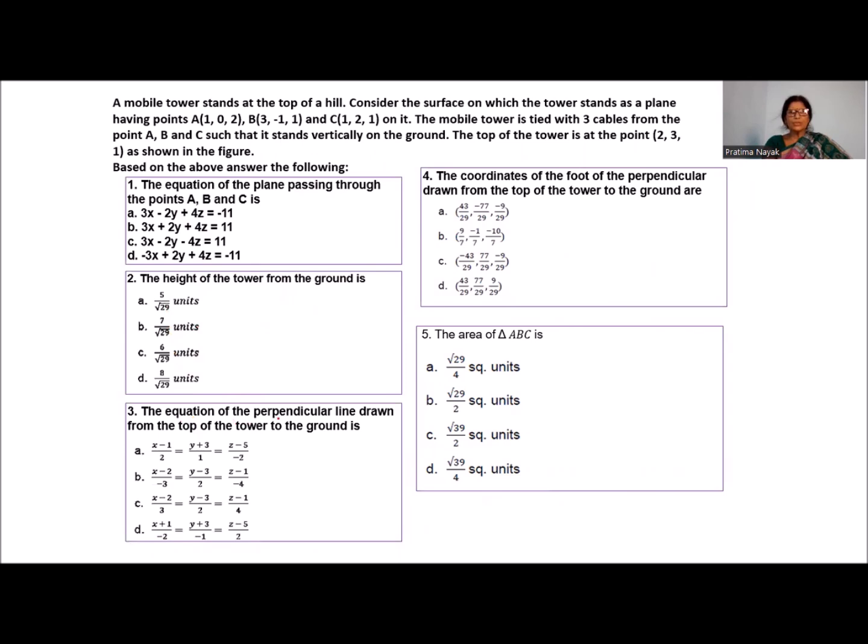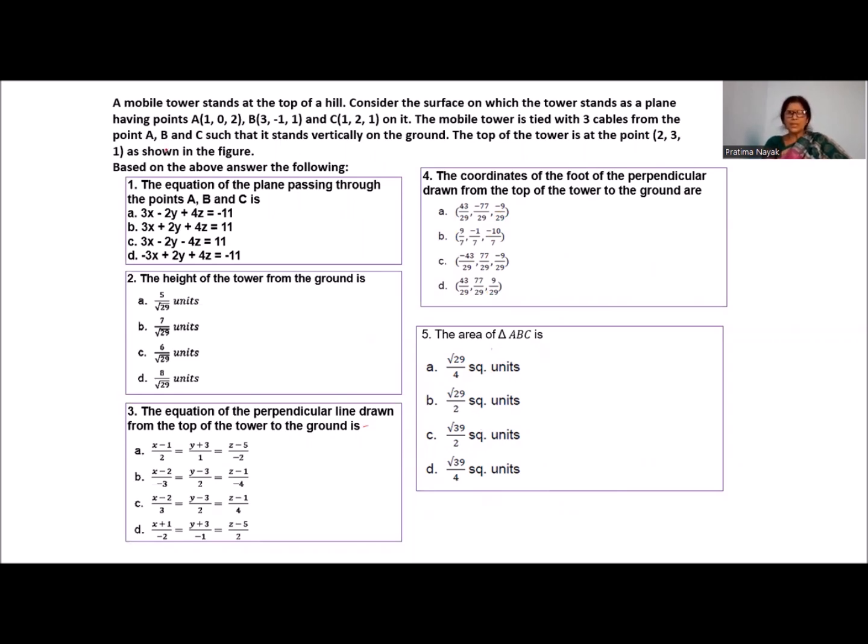Three is the equation of the perpendicular line drawn from the top of the tower to the ground. Again, 4 options are given. Four, the coordinates of the foot of the perpendicular drawn from the top of the tower to the ground, 4 points are given. And the area of the triangle ABC, 4 options are given.